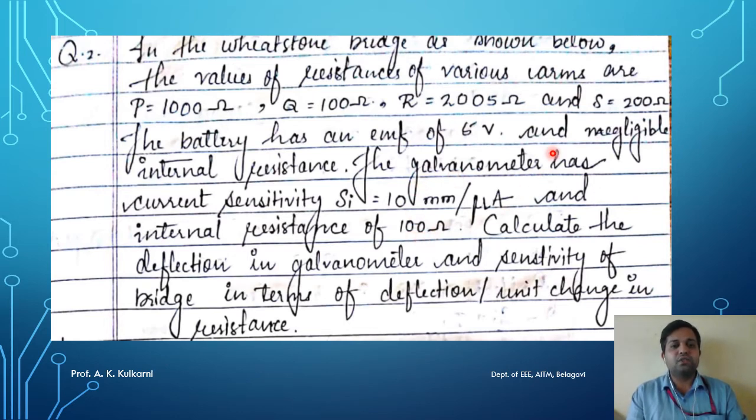By using all these various parameters, he asked us to find out the deflection of the galvanometer. So first we need to find the deflection of the galvanometer, then we need to find the sensitivity of the bridge. These are the two main parameters we need to find out in this problem. So let us see the solution part for this problem.